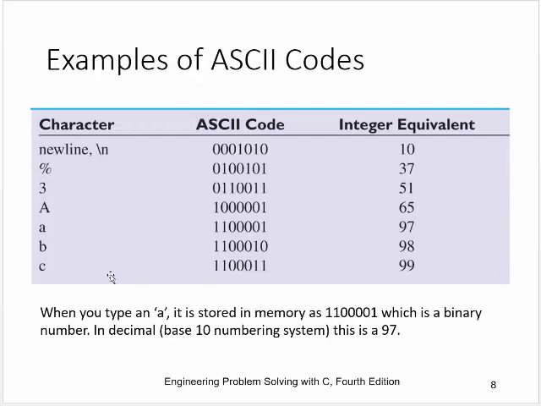Here's an example of ASCII. For example, the character, not number, the character 3 is stored with this ASCII value. If you were to convert this binary base 2 number to an integer, it would be 51. So when you type a little a, it's stored in memory as these bits, which is a binary number, but in decimal, which is our base 10 numbering system, this is the number 97.